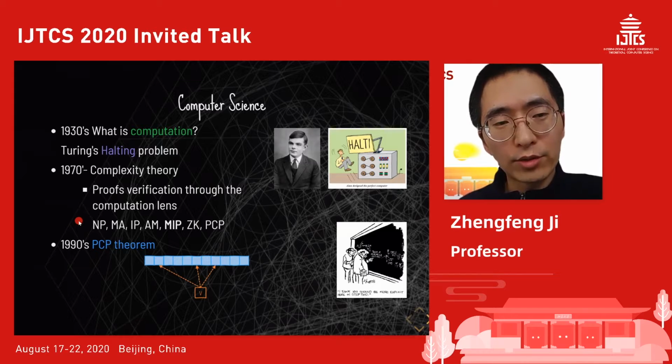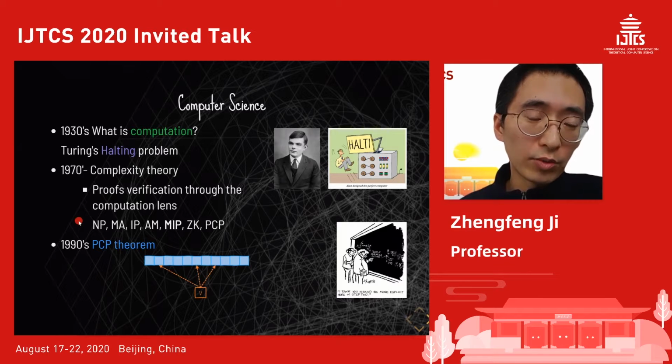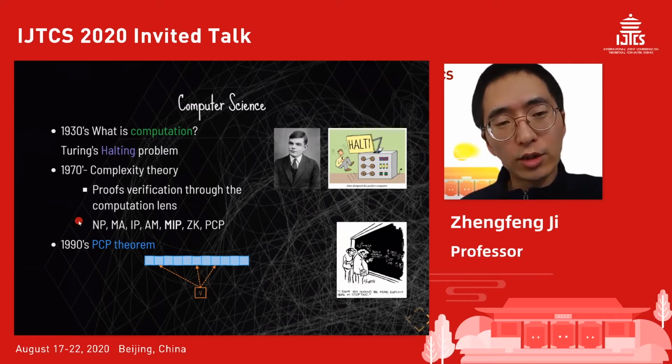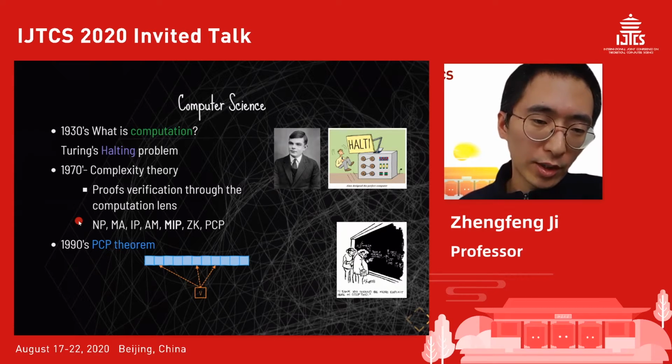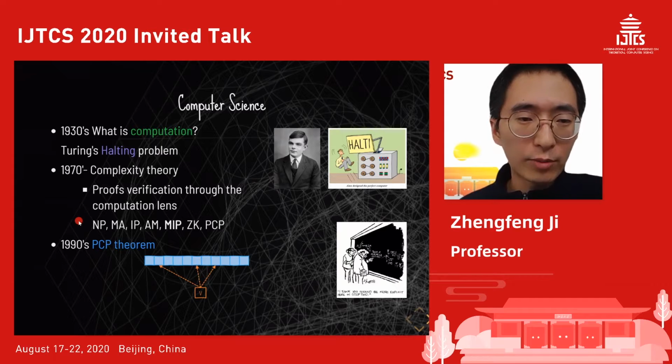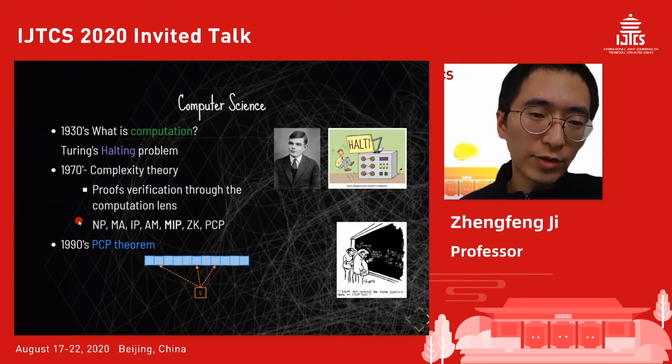And later on in the 70s, complexity theory was developed. In one important branch of complexity theory, we study the concept of proofs, but through the lens of computation. A lot of important complexity classes such as NP, MA, IP, and so on are motivated by this idea of verifying proofs computationally.